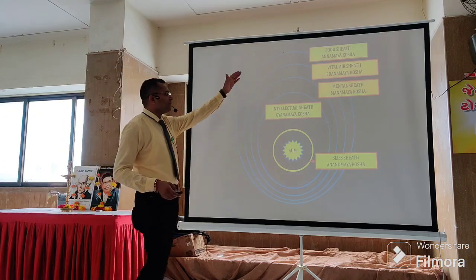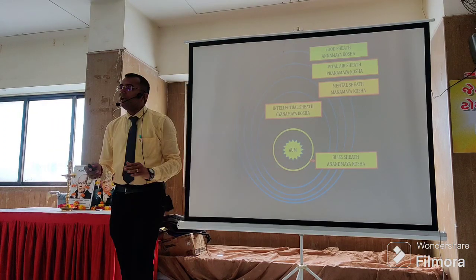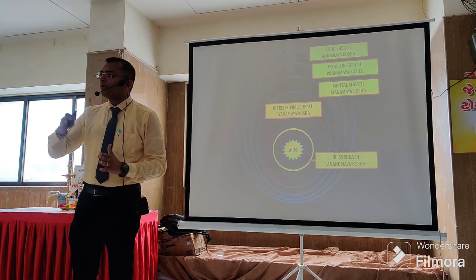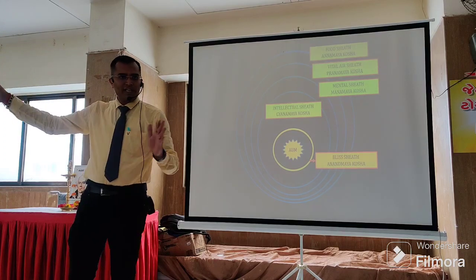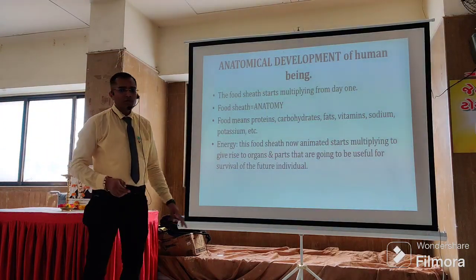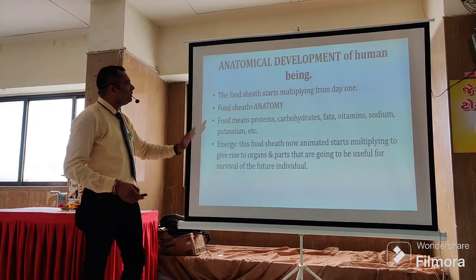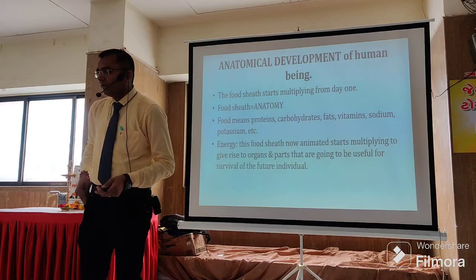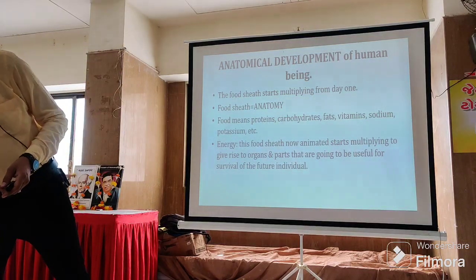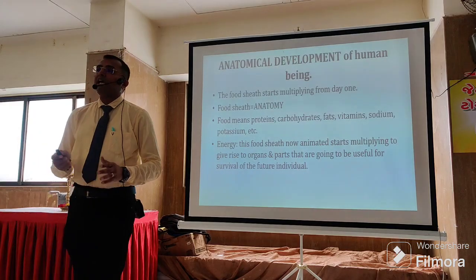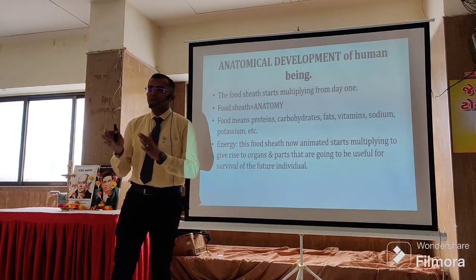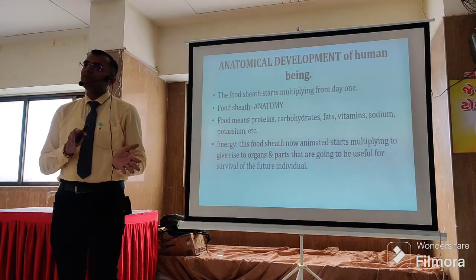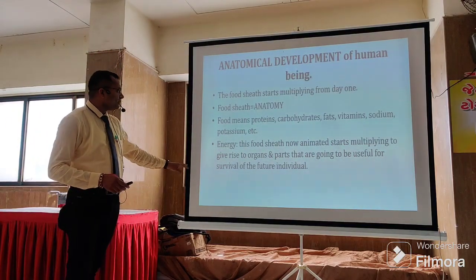So everything starts from the periphery to the center. Okay, and in reversal, disease goes from center to periphery. Are you getting me? Very important. So anatomy starts with multiplication from day 1. The foods start multiplying from day 1. This is the anatomy. So anatomy is made up of protein, carbohydrate, vitamin, sodium, potassium, all the ingredients. So it is based on energy. So this energy is the food sheath.